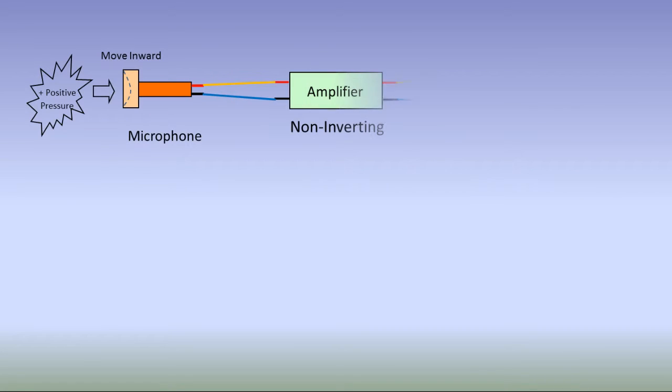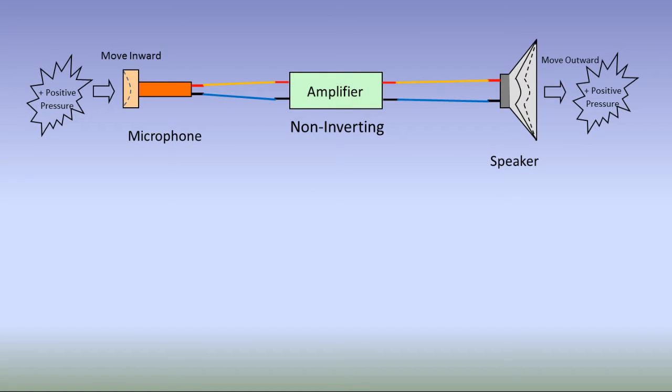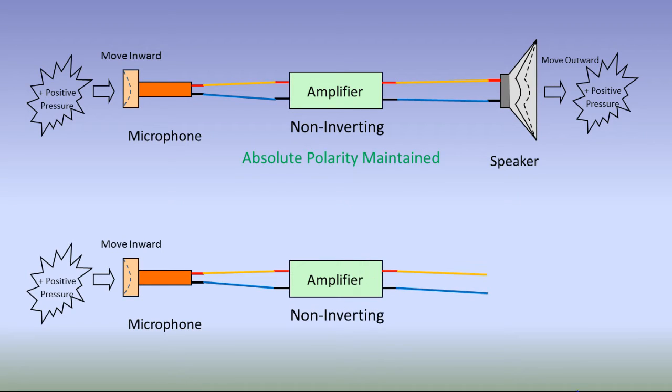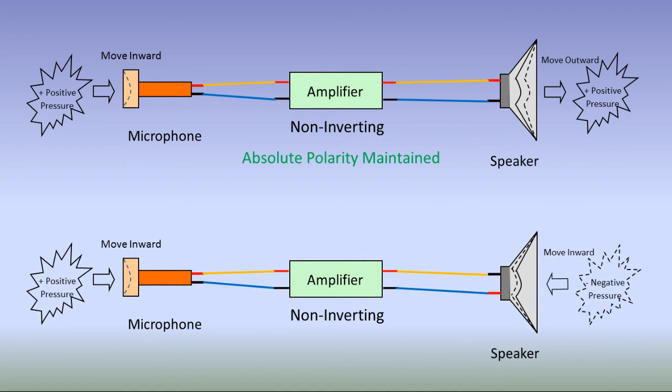If the microphone, non-inverting amplifier, and speaker are connected with correct polarities, then a positive pressure before the microphone would produce a positive pressure before the speaker. In this case, we say that the absolute polarity is maintained. If any one of the three components has its polarity inverted, for example, the speaker, then a positive pressure before the microphone would produce a negative pressure before the speaker. In this case, we say that the absolute polarity is inverted.